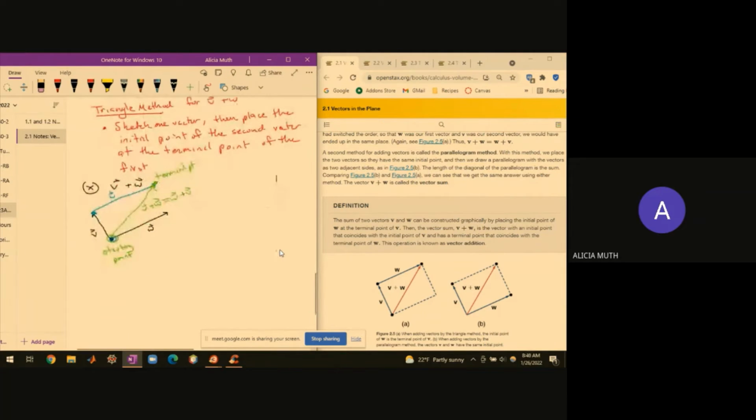And then we have our parallelogram method, which is basically exactly the same. Place the two vectors with the same initial point, draw the parallelogram, and the diagonal of the parallelogram is the sum.